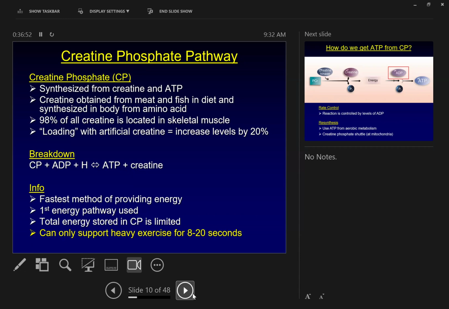So all of biochemistry, or in some ways all of chemistry, is if something on the left side of the equation increases, it drives the reaction to the right.